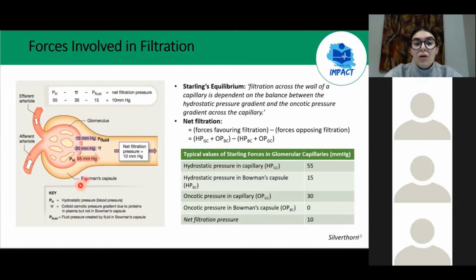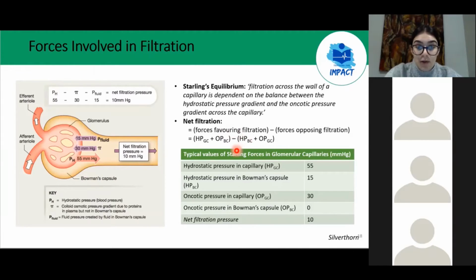And then finally, we have oncotic pressure in the Bowman's capsule. In normal conditions, that should be zero, because we shouldn't have any proteins leaking out from our glomerulus into our Bowman's capsule. So that pressure should be zero. So what happens is when we end up balancing these numbers, we have forces favoring filtration, which is going to be the hydrostatic pressure out, and also the oncotic pressure in the Bowman's capsule, which is sucking proteins out, sorry, sucking water out, but there shouldn't be anything in there because there's no proteins.